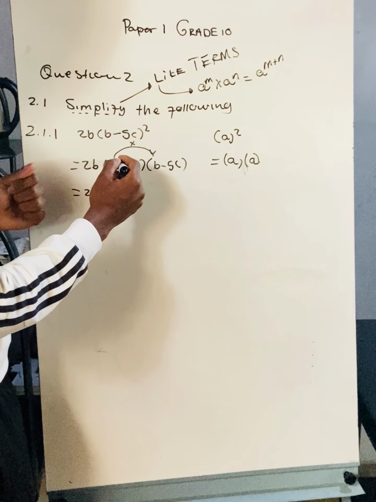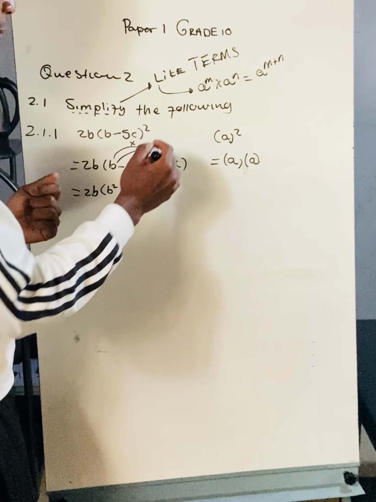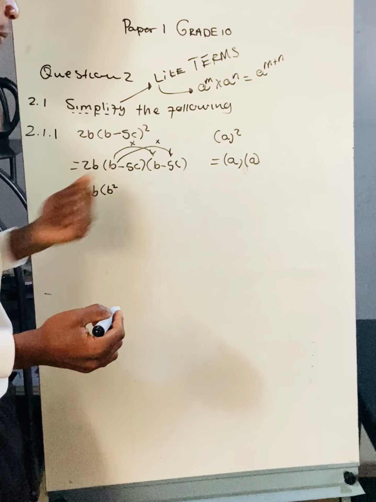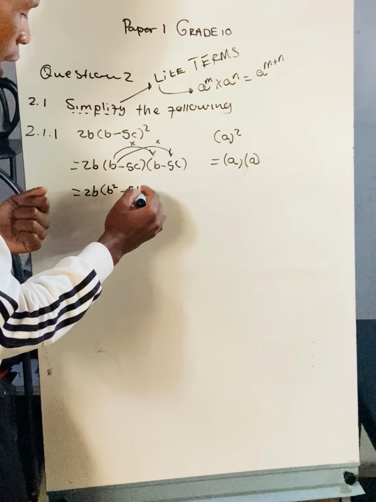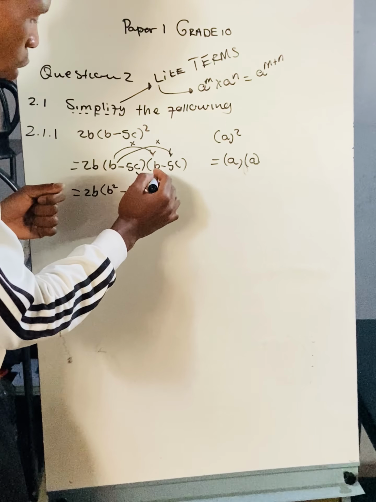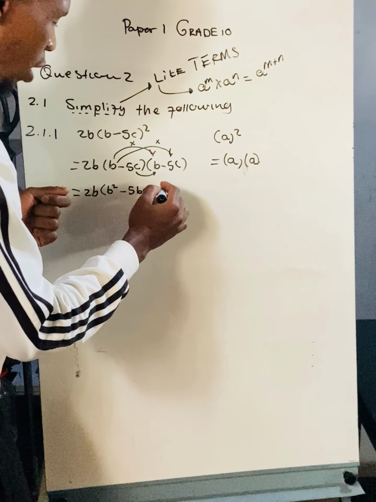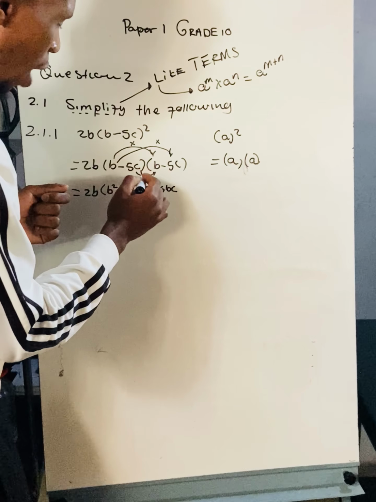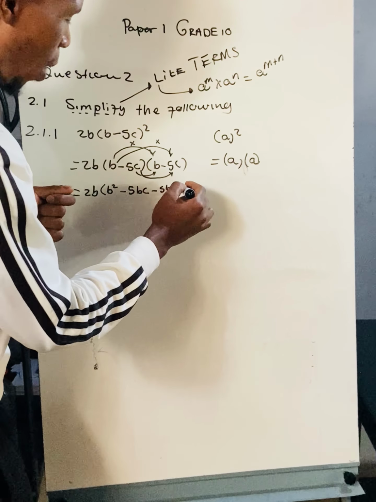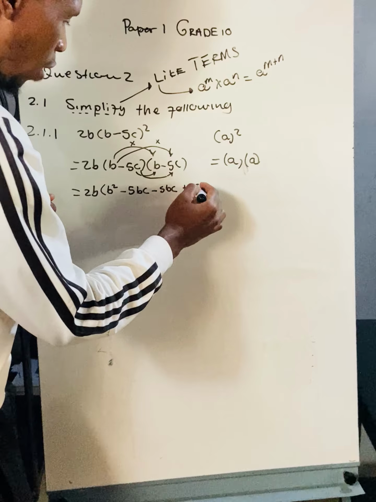Therefore, we say also b multiplied by negative 5c is going to be negative 5bc. Then we come to this side: negative 5c multiplied by b is going to be negative 5bc. The last one, negative 5c multiplied by negative 5c. Negative multiplied by negative, remember grade 10, is positive 25.